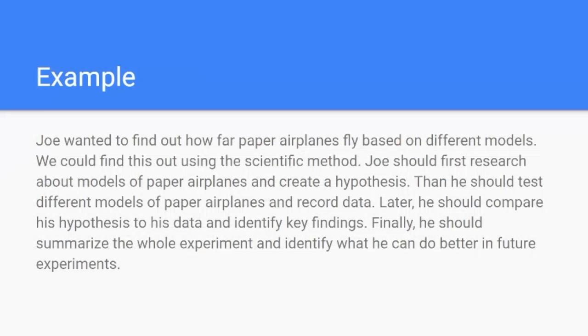Here's an example of the scientific method. Joe wants to find out how far paper airplanes can fly based on different models. We can find this out by using the scientific method. Joe should first research the different types of models of paper airplanes and create a hypothesis. Then he should test out different models of paper airplanes and report data. Later, he should compare his hypothesis to his data to identify key findings. Finally, he should summarize the entire experiment and identify what he can do better in future experiments.